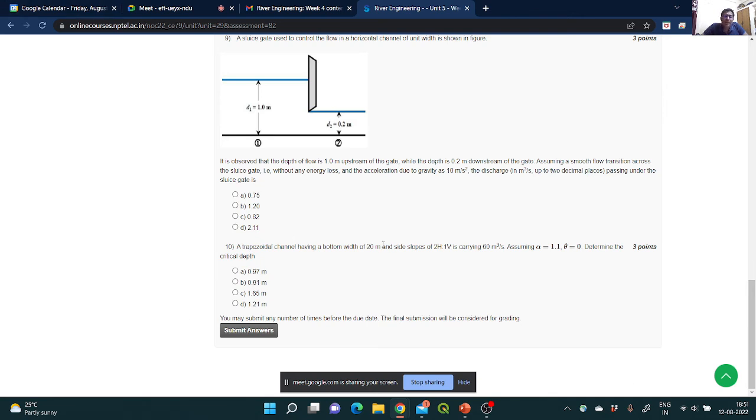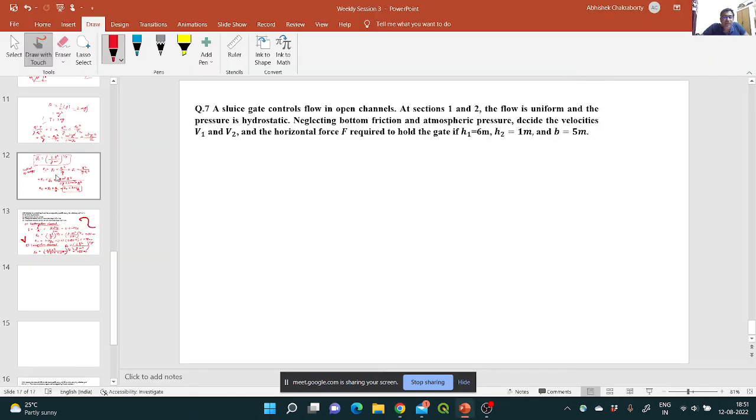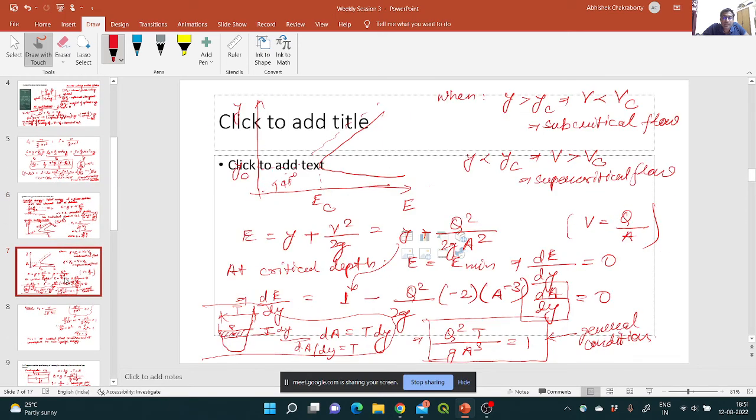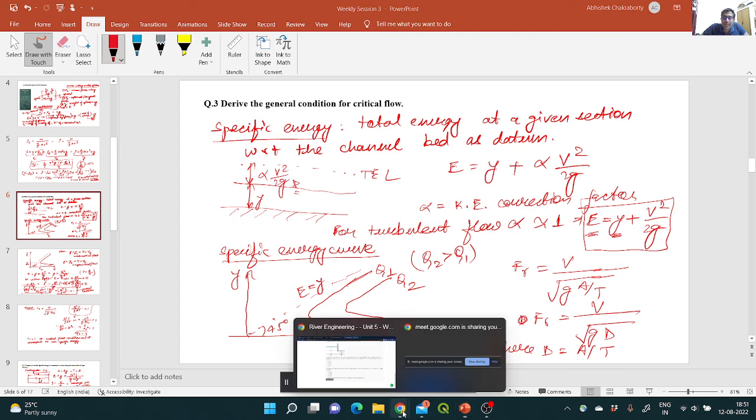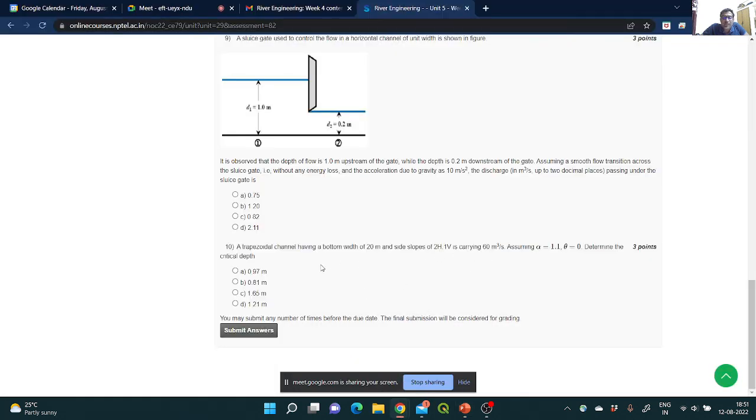Then question number 10, a trapezoidal channel having a bottom width of 20 meter. So this alpha is nothing but the kinetic energy correction factor. The actual expression for specific energy happens to be E equals y plus alpha times V square by 2g, which I already discussed somewhere. But since alpha is very near to 1, we neglect that. You don't have to neglect it in this question at least. So go ahead like that, and you will be able to find the critical depth of the trapezoidal channel.